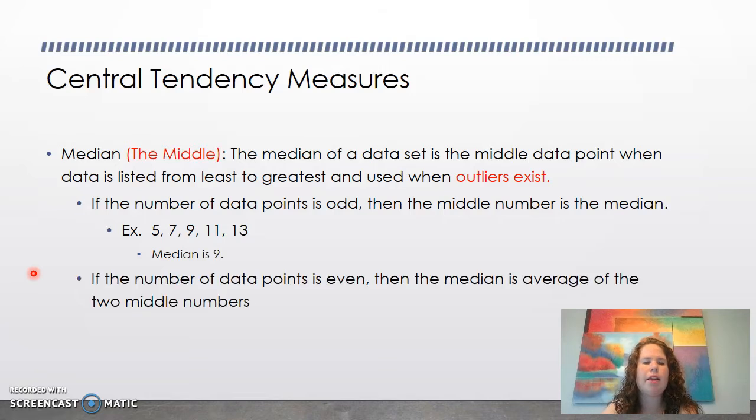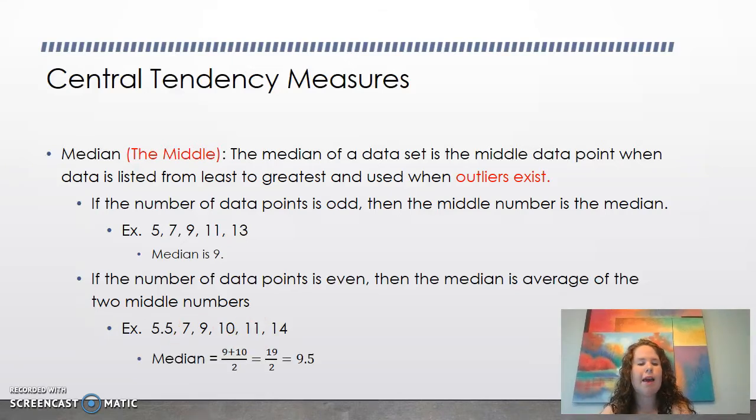And then if the number of data points is even, then the median is the average of the two middle numbers. So for example, we have 5.5, 7, 9, 10, 11, and 14. I would do the same thing again. I would mark off 5.5 and 14, 11 and 7, and that would leave us with 9 and 10. So we would take the average. We would add 9 and 10 together and divide by 2, so we'd get 19 over 2, or 9.5.